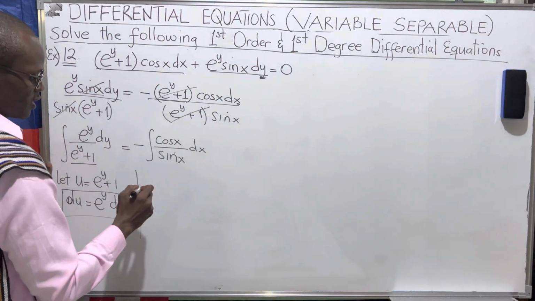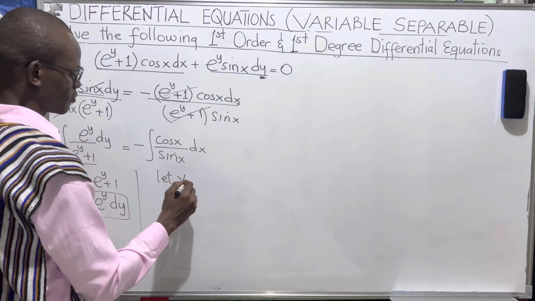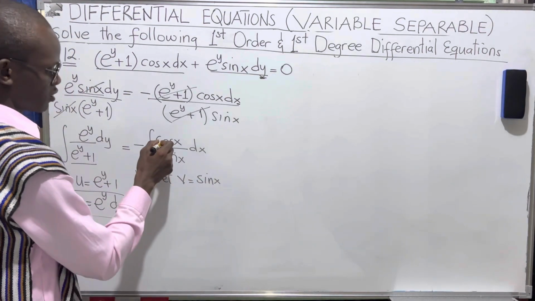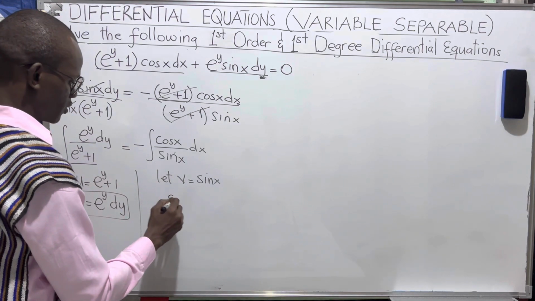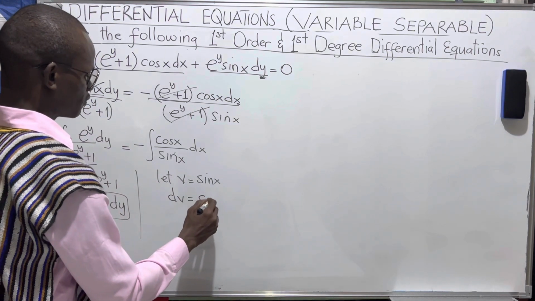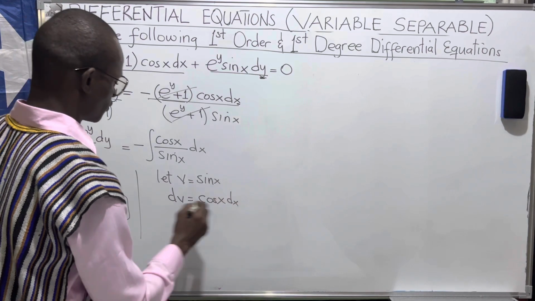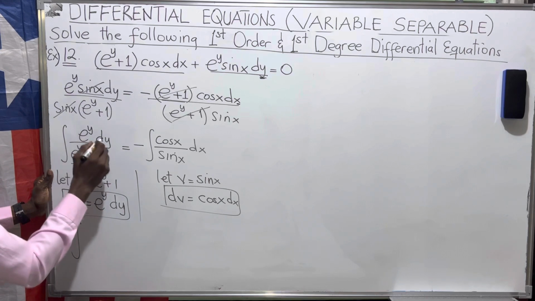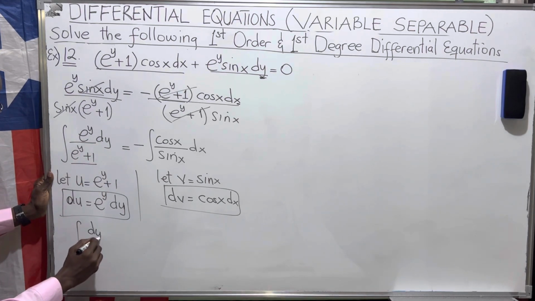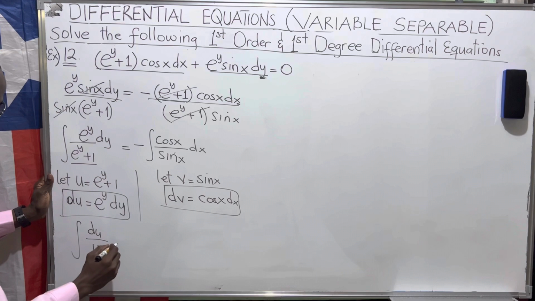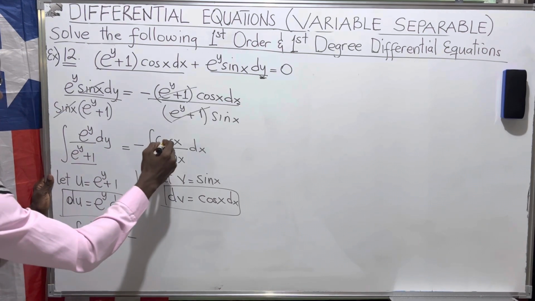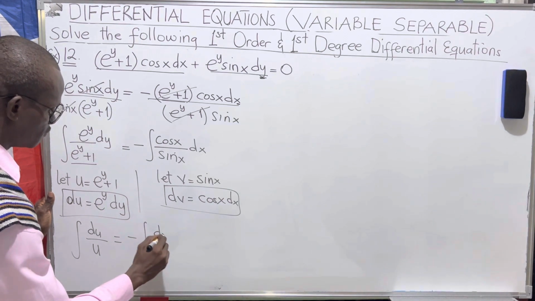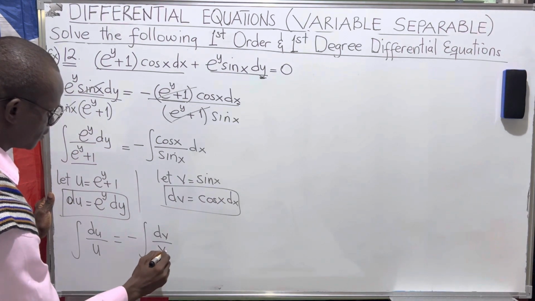And then we move on to this side. We can say let v equal sine of x, because if we differentiate sine of x, we get cos of x. So we have dv equals cos of x dx. So we can now replace: the integral of this numerator is just du, and then this is just u, equals negative this, which is also dv, and then divided by v.